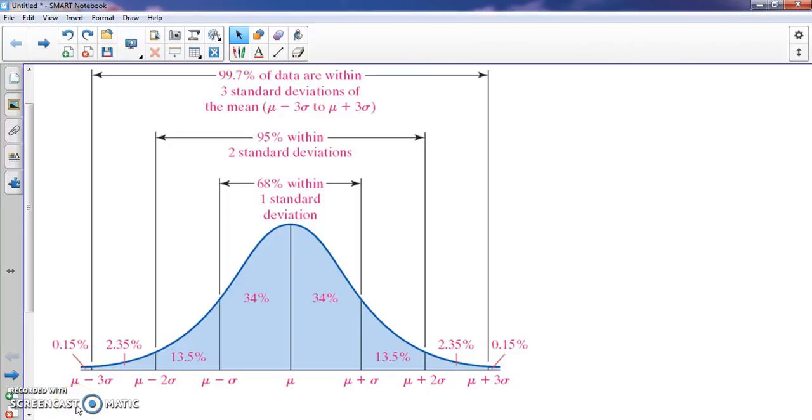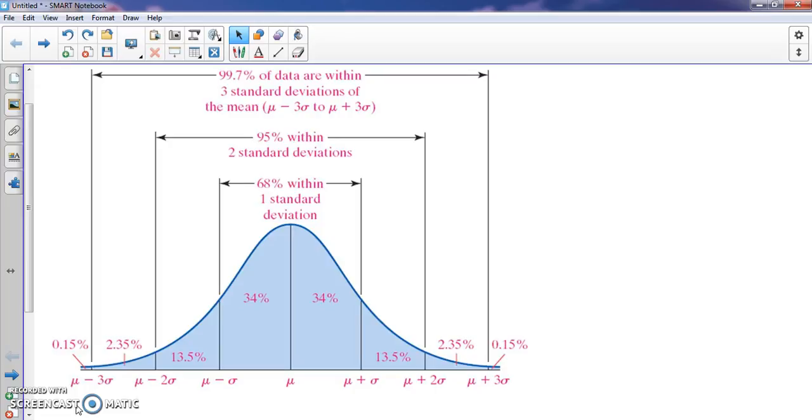So let's talk about the empirical rule. The empirical rule says that when we have data that are approximately bell-shaped, then 68% of the data lie within one standard deviation, 95% lie within two standard deviations, and 99.7% of the data are within three standard deviations of the mean. So you need to commit those three values at a minimum to memory.